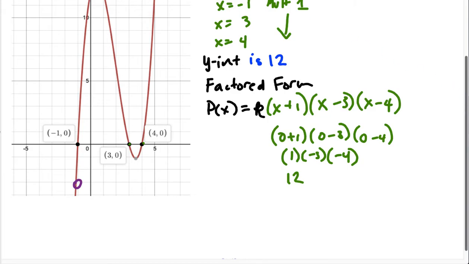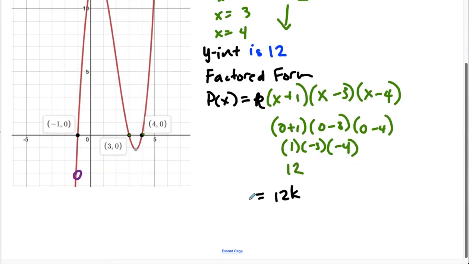If that's the case, that means when you plugged in a 0 for x, you got a +12. So this is 12k on the right side, and on the left side, that is 12, which is your y-intercept.